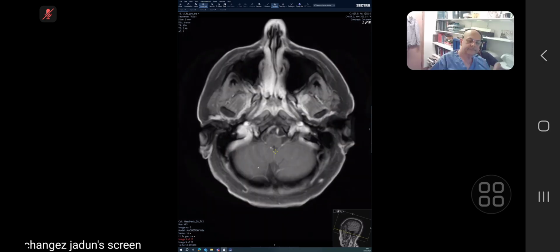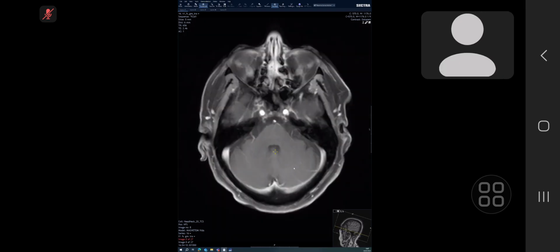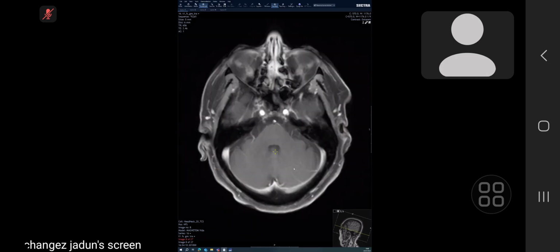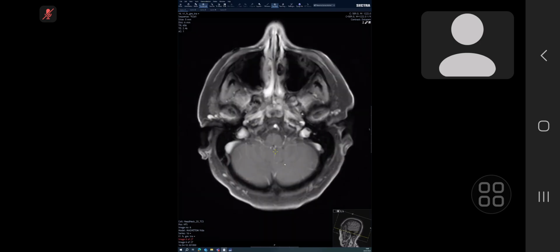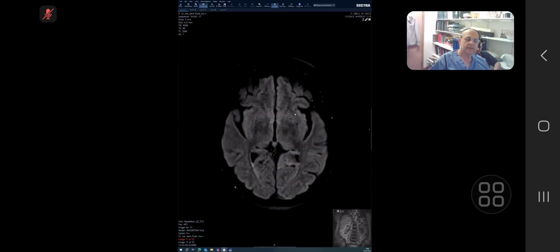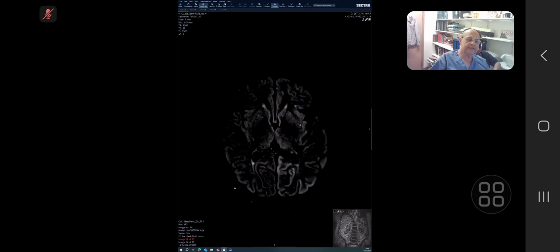What do you see? The cerebellar hemispheres are normal, the vermis is normal, the pons is normal. Okay, so let me take you back to the flare sequence. Now I've changed the window, and do you see anything?